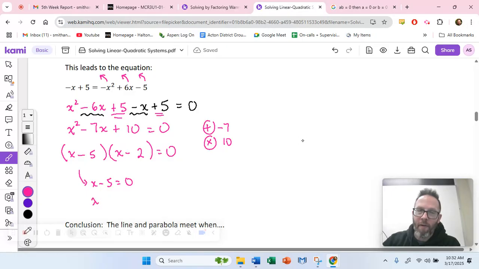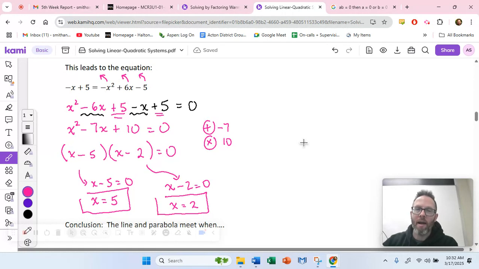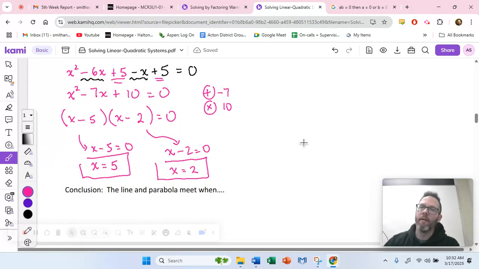What makes x minus 5 equal to 0? X equals 5. And what makes x minus 2 equal to 0? X equals 2. So the grand conclusion, the line and the parabola meet twice when x equals 2 and x equals 5. Now that's just what the x values when they meet.